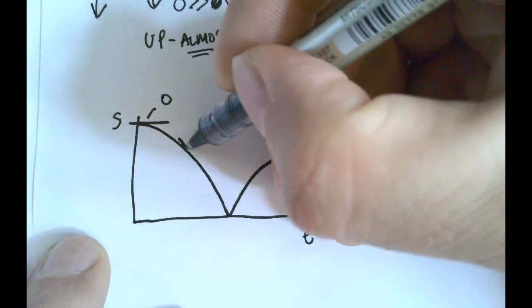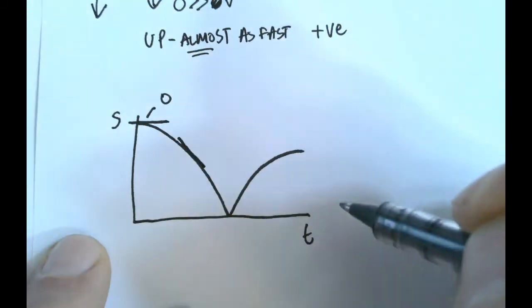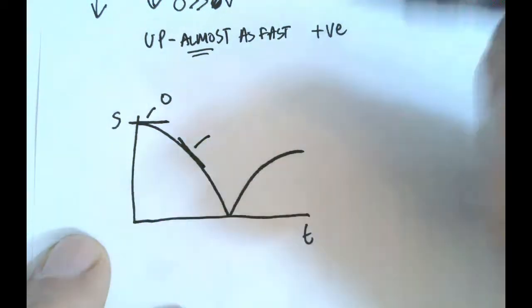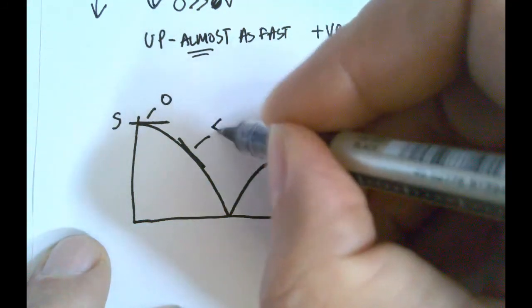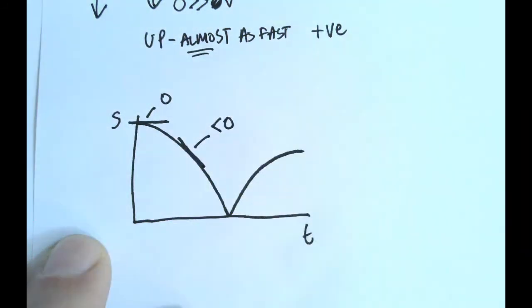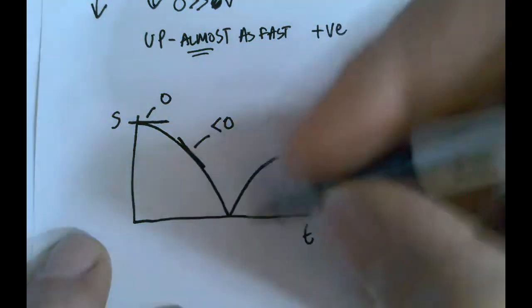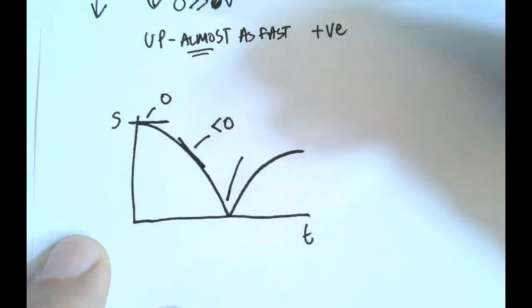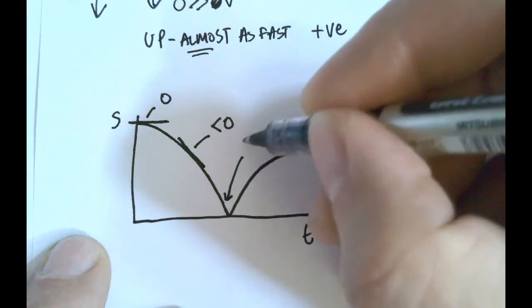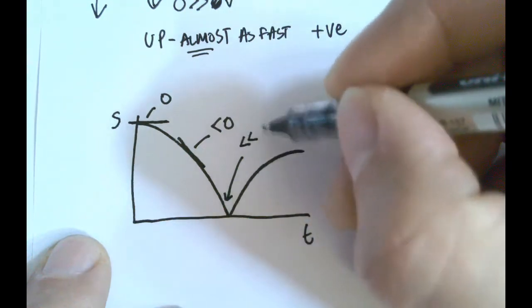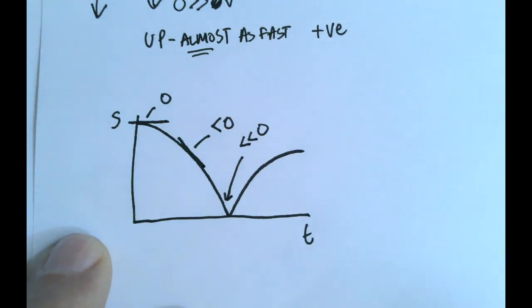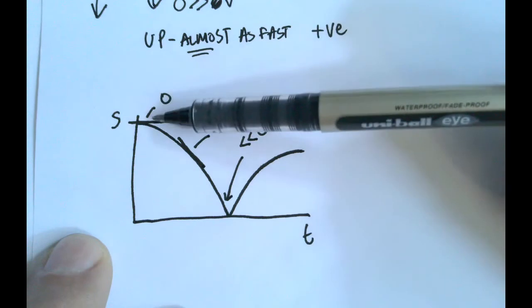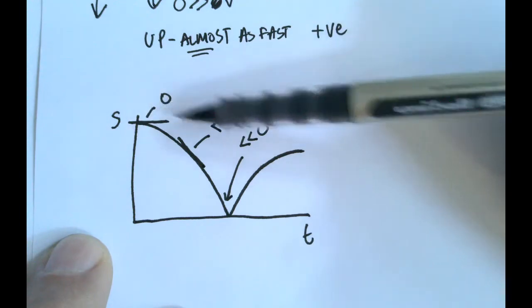Halfway through the journey, if I worked out the gradient at this point here, well, it's negative. So the gradient is going to be less than 0. And then just as it hits the bottom here, that's its very steepest point, it's going to be a lot less than 0. So instantly we know that we've got to plot a velocity time graph that starts with the velocity at 0 and it gets increasingly negative.